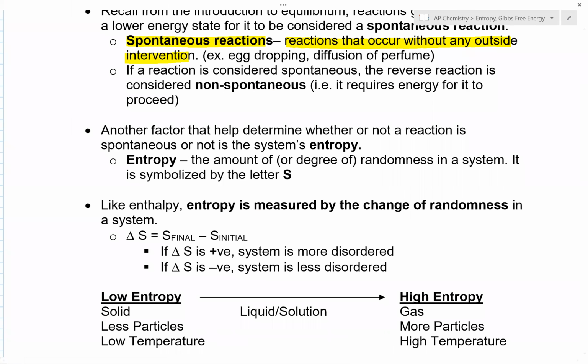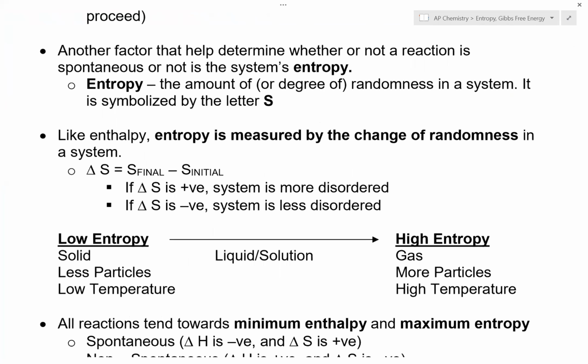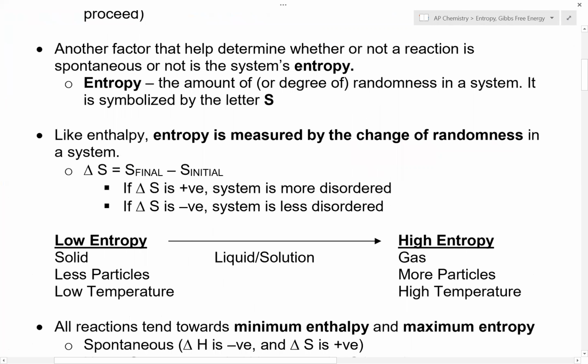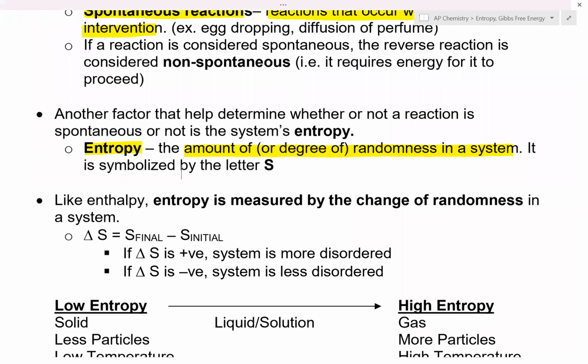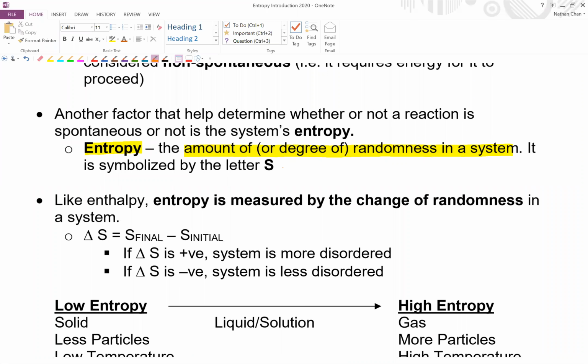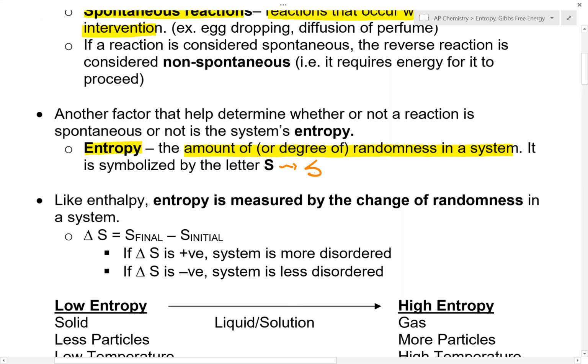Another factor that helps determine whether or not a reaction is spontaneous is the system's entropy. Entropy is the amount or degree of randomness in a system. It is symbolized by the letter S. So what does S stand for? It's basically spontaneity. Now, again, be aware this is talking about the system.